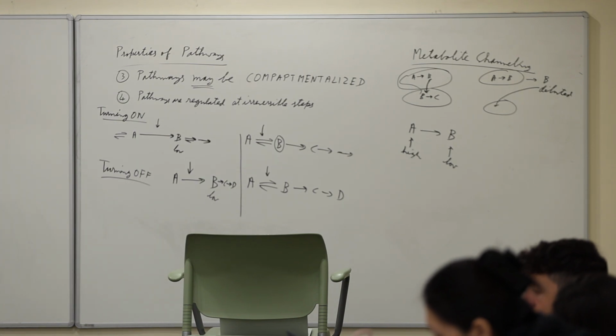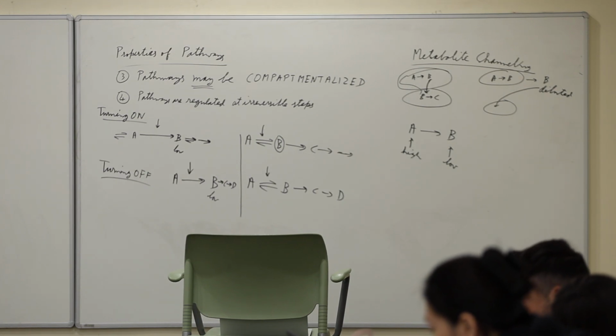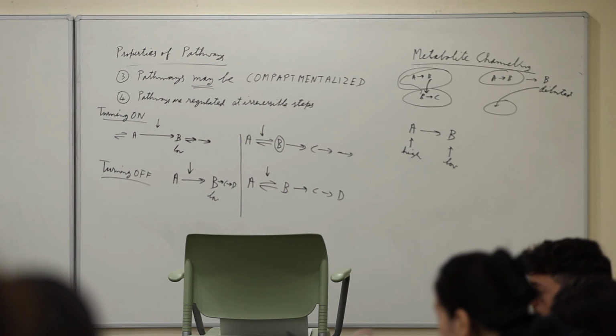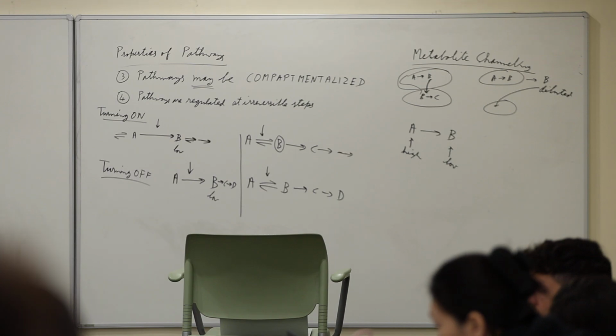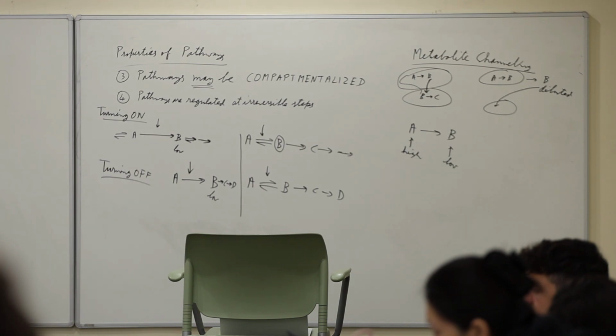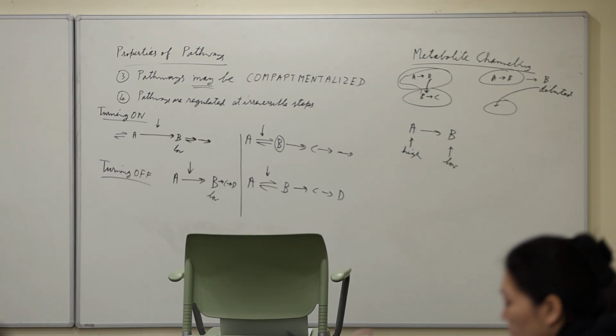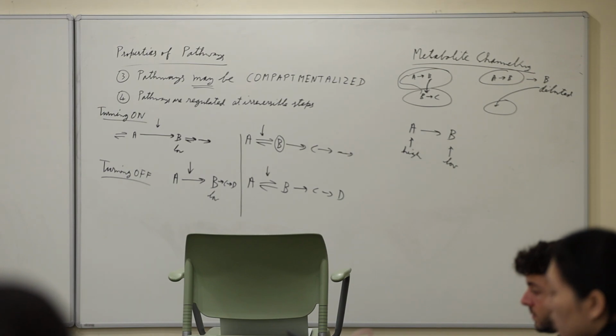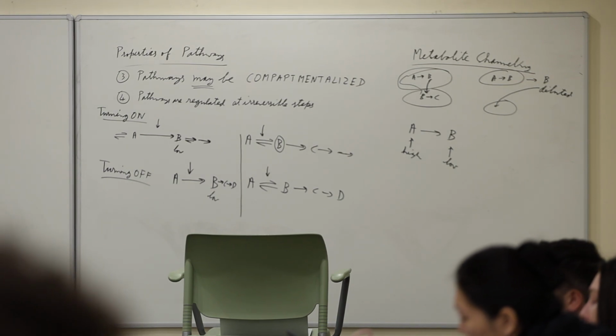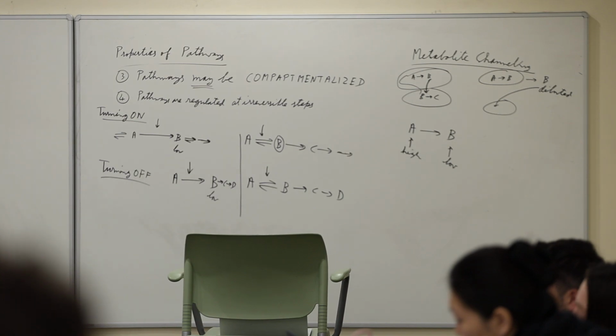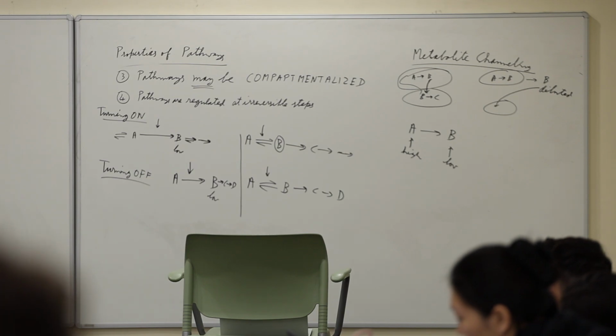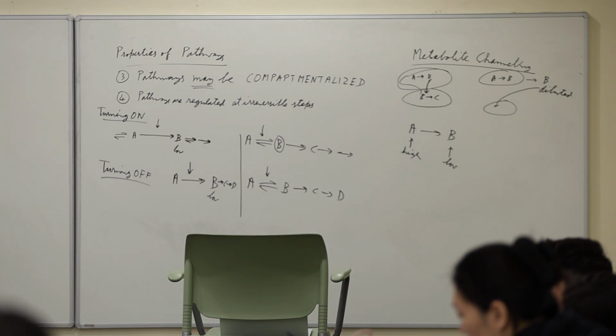So that explains why pathways are always regulated at the irreversible steps. And if there are several irreversible steps in a pathway, then maybe all of them are regulated, maybe not, it depends on the pathway. But usually the first committed step will always be a regulated step, because that decides which pathway will be turned on and off. So first committed step is always regulated. Besides that, there may be other irreversible steps in the pathway which may or may not be regulated. Usually they are, because that's how nature has evolved these pathways to regulate at each irreversible step.